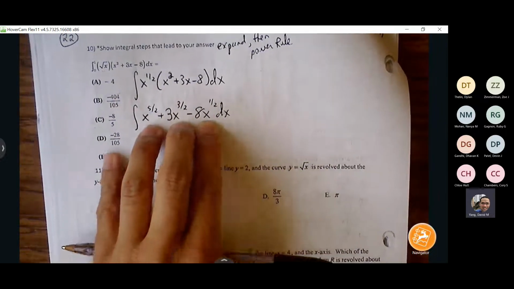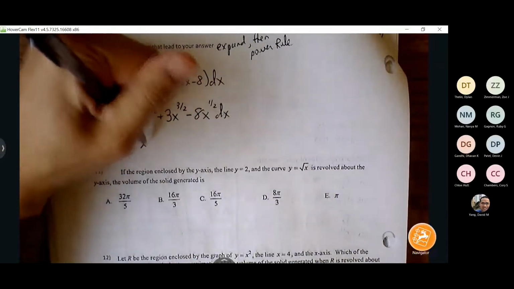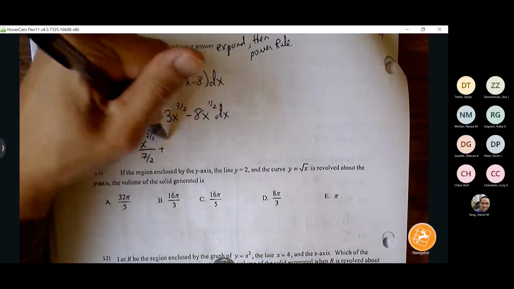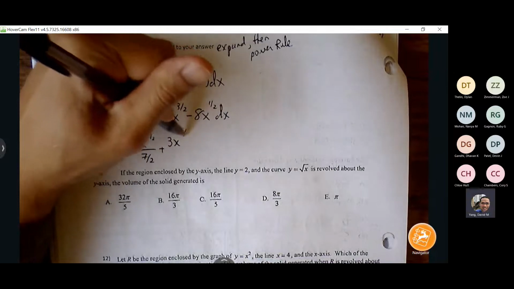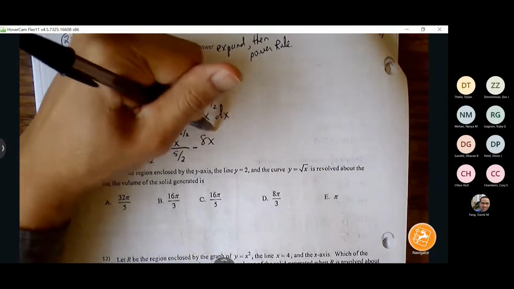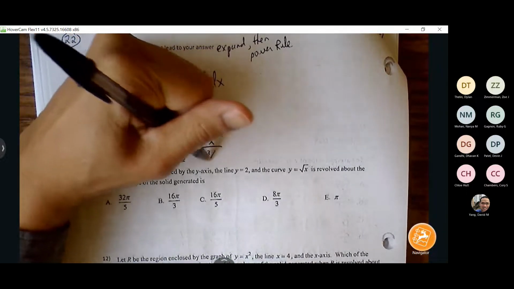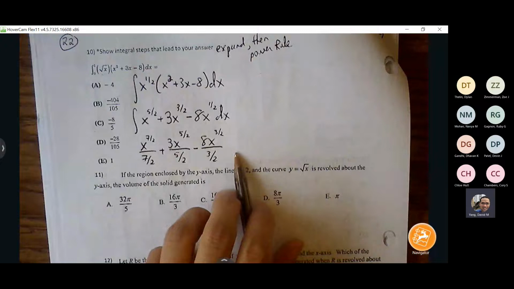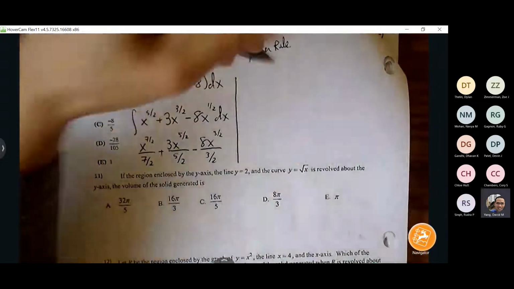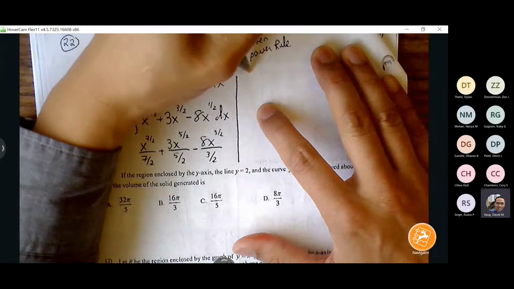We can apply power rule here. Add a 1 to each of the exponents. We don't do plus C because we have bounds. Do some cleanup, and then we can work the bounds in.